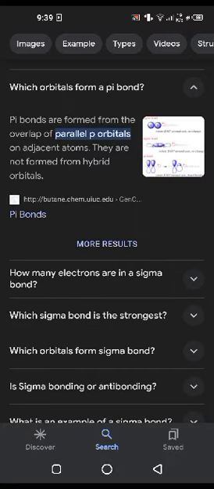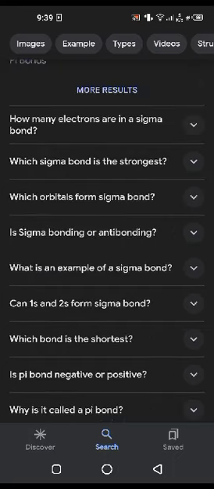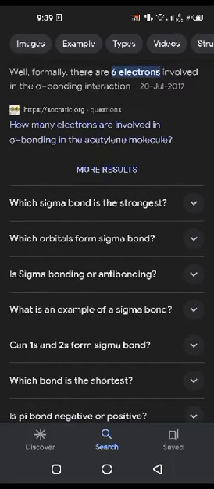Pi bonds are formed from the overlap of parallel p orbitals on adjacent atoms. They are not formed from hybrid orbitals. Formally, there are 6 electrons involved in the pi bond interaction.